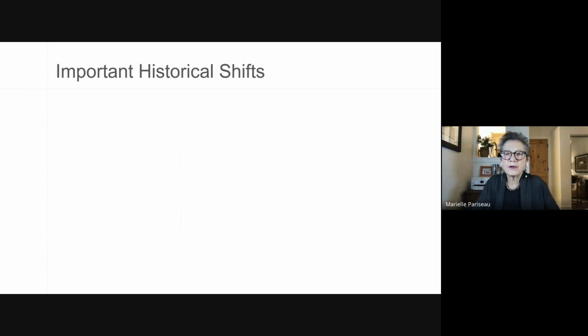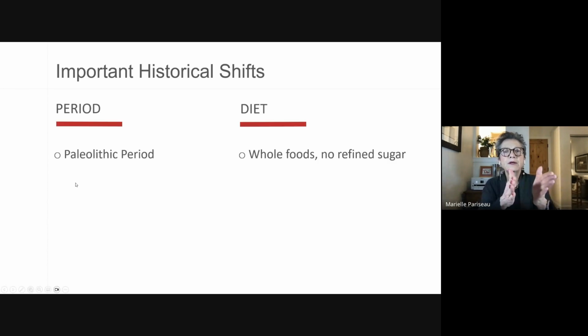So here we go with historical shifts. We're going to talk about periods. The Paleolithic period. During that period, the diet was mainly composed of whole foods, high in fiber, and there was no refined sugar. And paleontologists have found very little evidence of tooth decay dating back to that period.